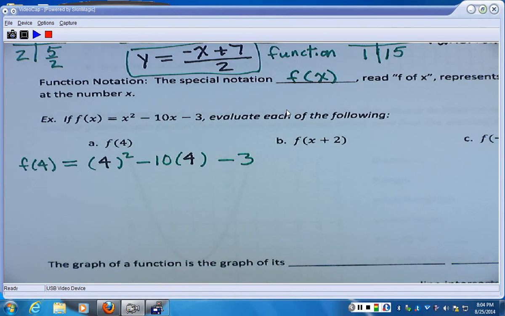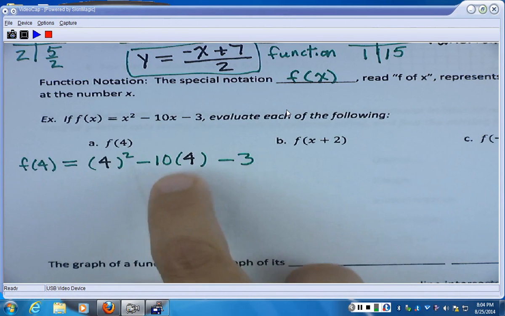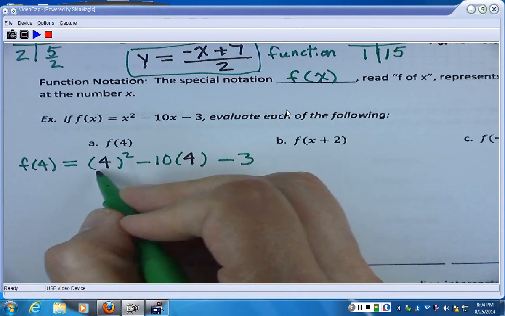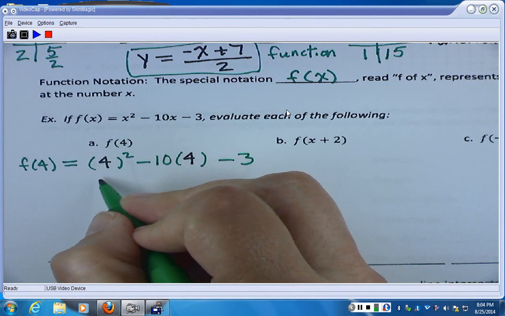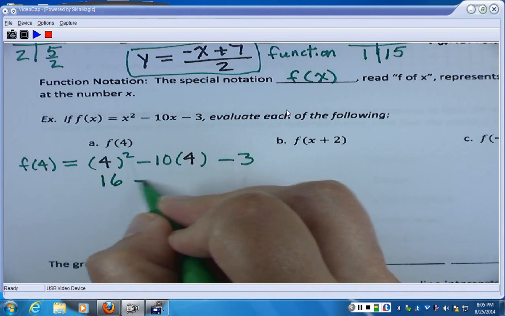So everywhere we had an x, we put a set of parentheses. That way we won't make any sign errors. And then we have to follow the correct order of operations. We need to do our exponents first, and then multiply, and then we do our subtraction. So doing the exponent, 4 squared is 16. 10 times 4 is 40.